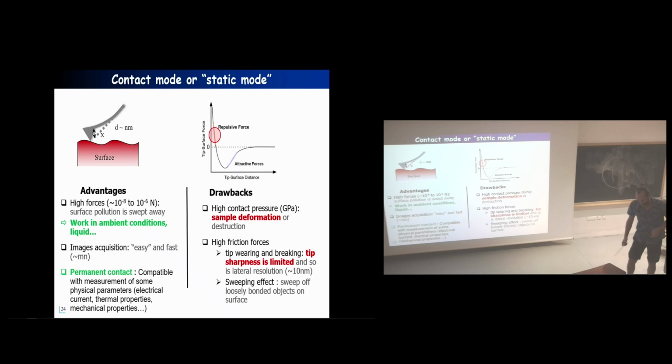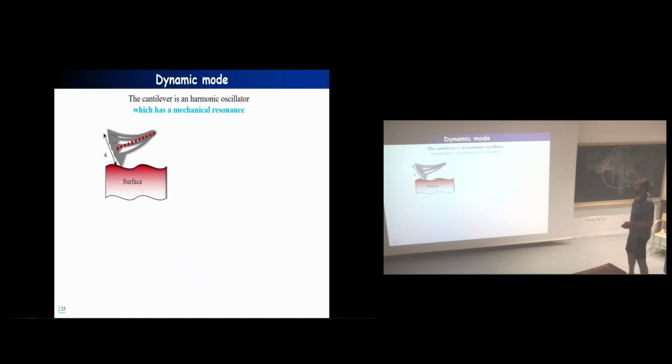Also, because you're dragging the probe on the surface, there are high friction forces. So you have tip wearing or breaking, and the tip sharpness is limited not by the fabrication process, but by the mode itself. You can bring the sharpest probe you want in this mode. After one line, your tip is broken. Okay, that's why the dynamic mode was invented.